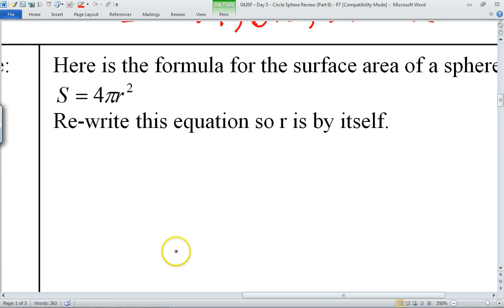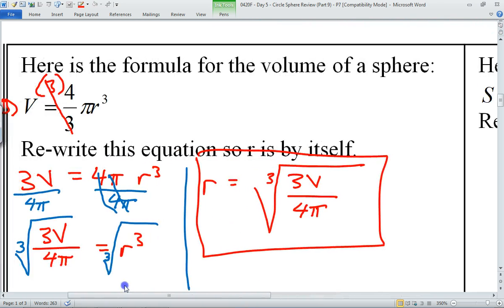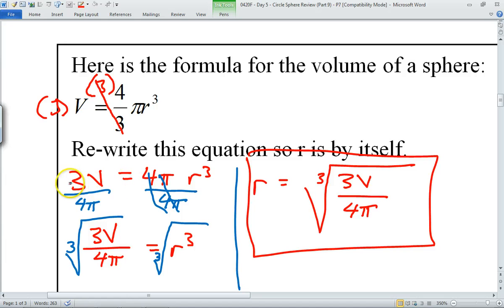Alright, Shreya, let's do number 7. So, same idea. We're trying to get r by itself. This is a lot easier than the last one. Can you give me one step, Brooke? Look back at the last problem. When I had something similar, look at this red right here. When I had 3v equals 4 pi r to the third power, and I wanted to get r to the third power by itself, what did I do?